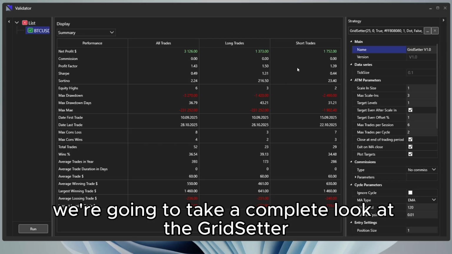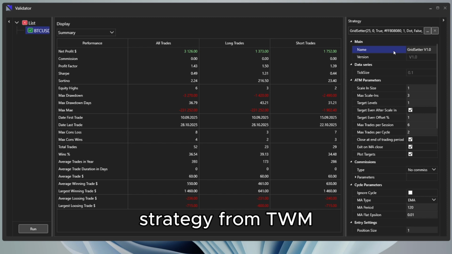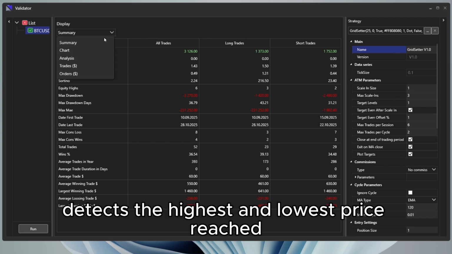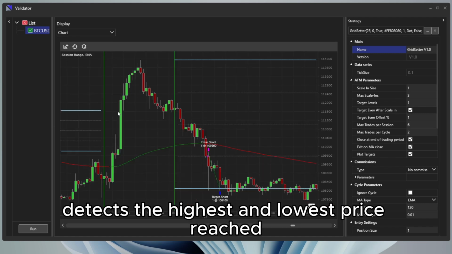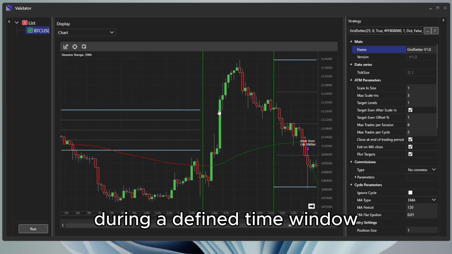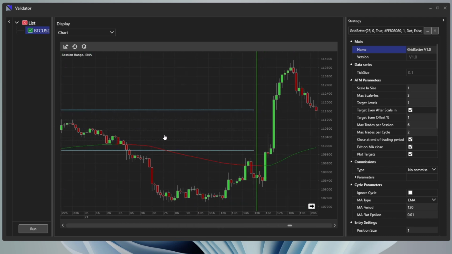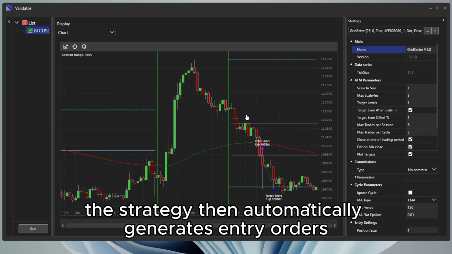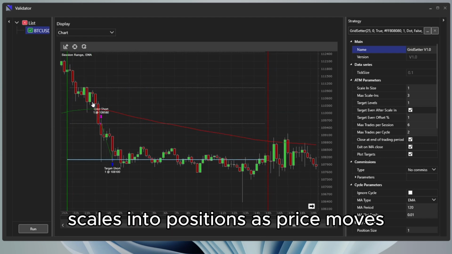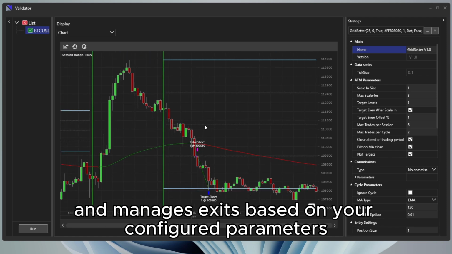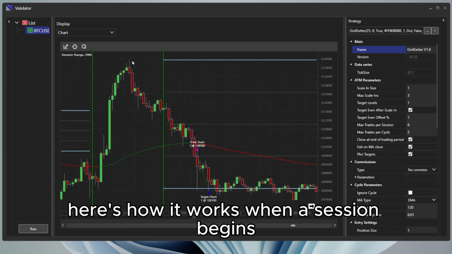In this video, we're going to take a complete look at the GridSetter strategy from TWM. This strategy is built around session-based grid trading. It automatically detects the highest and lowest price reached during a defined time window, and uses those values to create a grid of price levels. The strategy then automatically generates entry orders, scales into positions as price moves, and manages exits based on your configured parameters. Here's how it works.